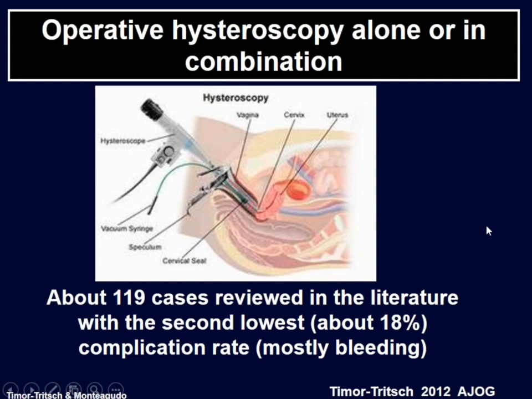Operative hysteroscopy alone is a very useful and widely used treatment modality. There are about 120 cases reviewed in the literature. They have a fairly low complication rate. If there is a complication, it's again bleeding because of the disturbance of the blood supply around the scar pregnancy.